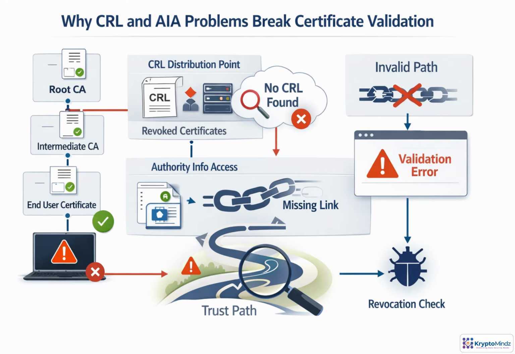A certificate can be perfectly valid and still be rejected if the client can't follow two key breadcrumbs: CDP and AIA. CDP tells the client where to fetch the CRL to check if the certificate was revoked. If that URL is wrong, blocked, or the CRL is missing, revocation checking fails. AIA tells the client where to get intermediate CA certificates. If that location is unavailable, the chain can't be completed. Either way, you end up with a broken trust path and confusing application errors.